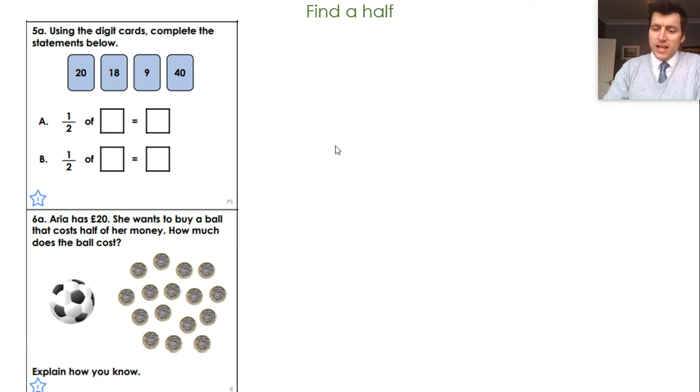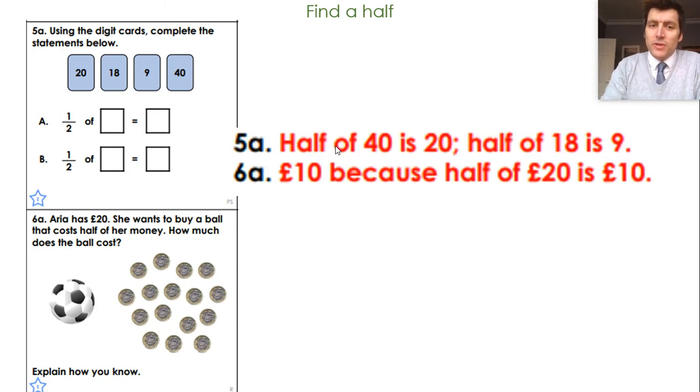Let's see how we've done. Having a look at these digit squares then, digit cards, sorry. So we can see that half of 40 is 20. So the first sentence says half of 40 is 20. And then the second one says half of 18 is 9. Okay, so half of 18 is 9. And then Aria, so she's got £20, so she spends half of that money, so half of 20 is 10. £10 she'd spent.